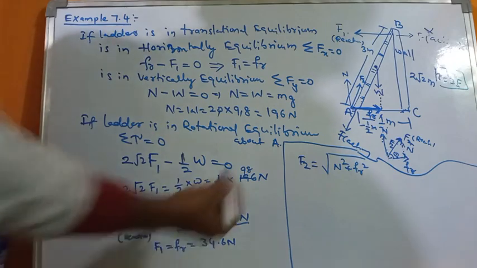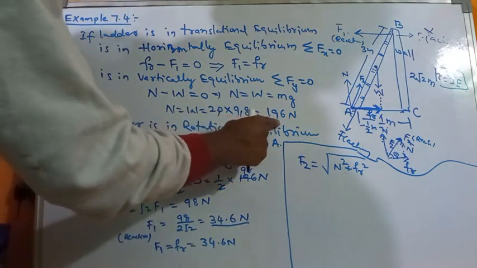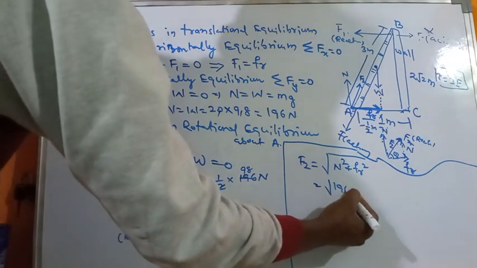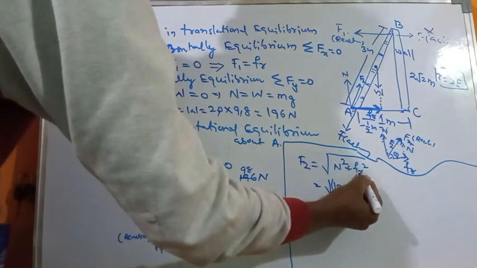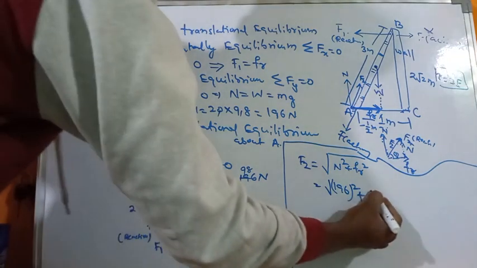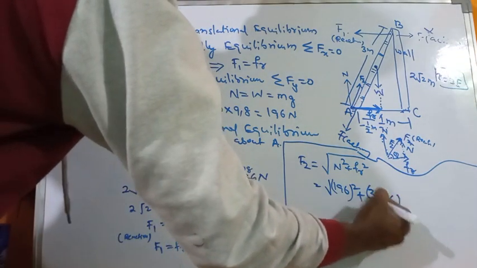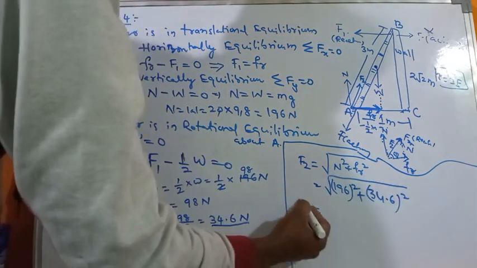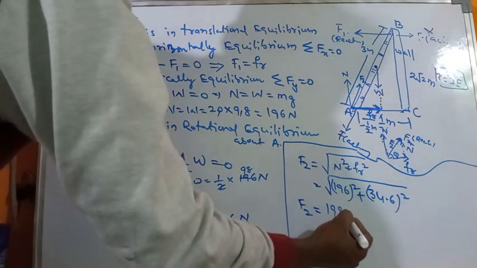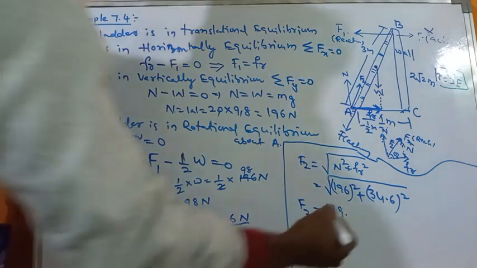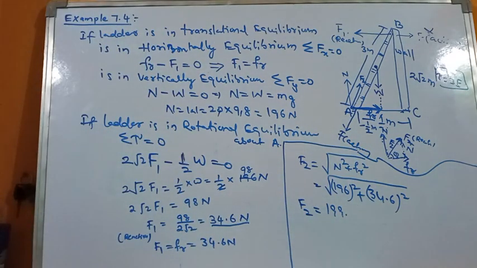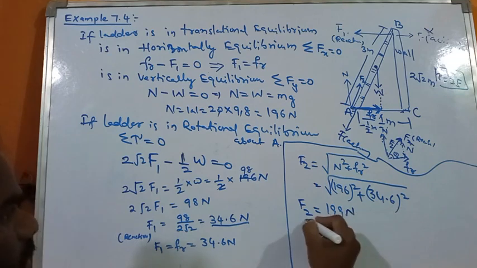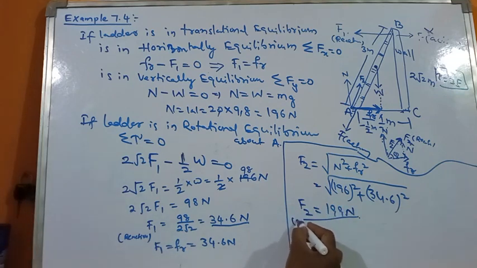Okay, so what is N equal to? N is equal to 196, whole square, plus Fr square, and Fr square is equal to 34.6 whole square. After solving this, we got 199 newtons. Okay, this is the second reaction force. These are the reaction forces.